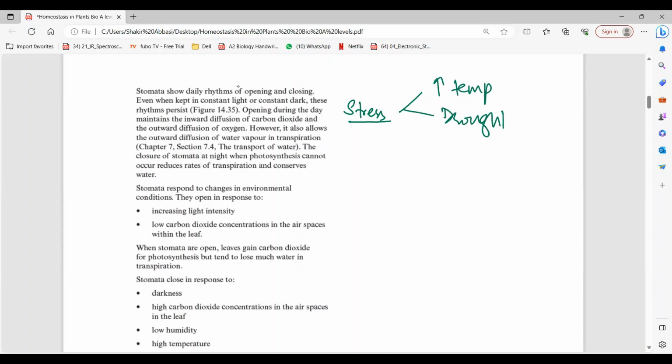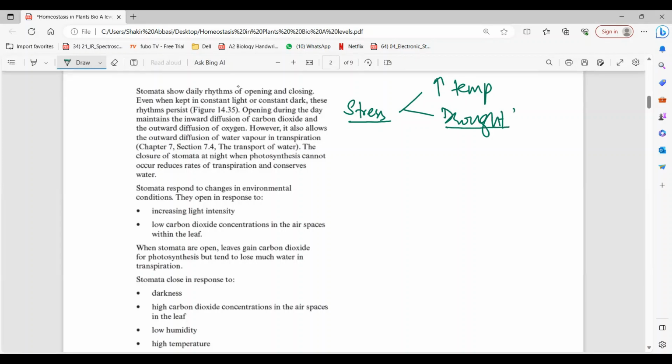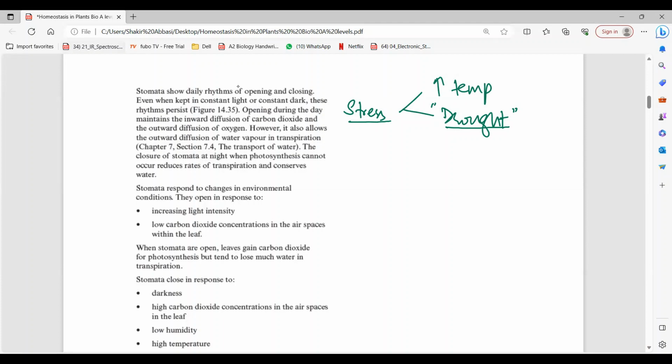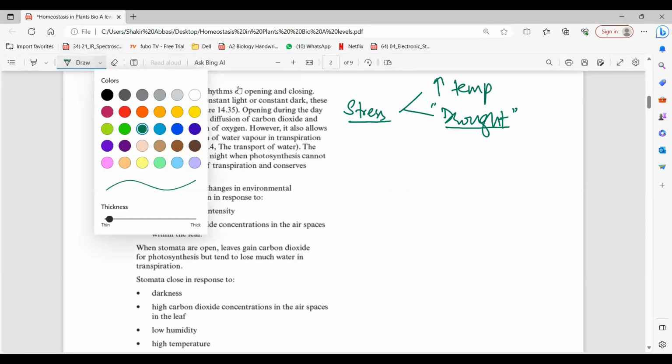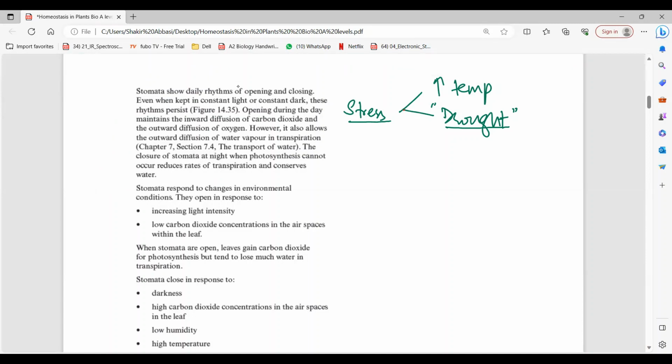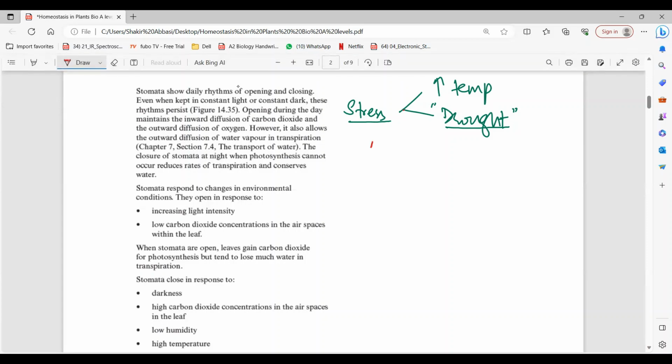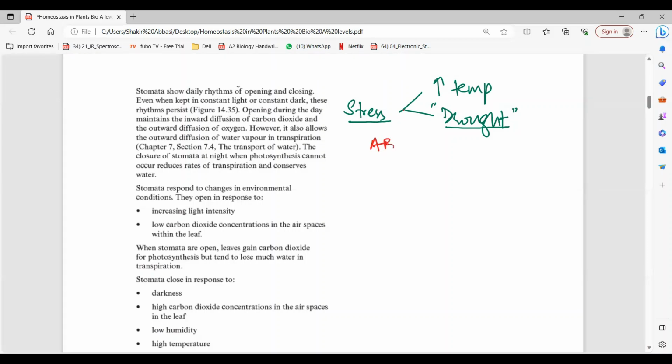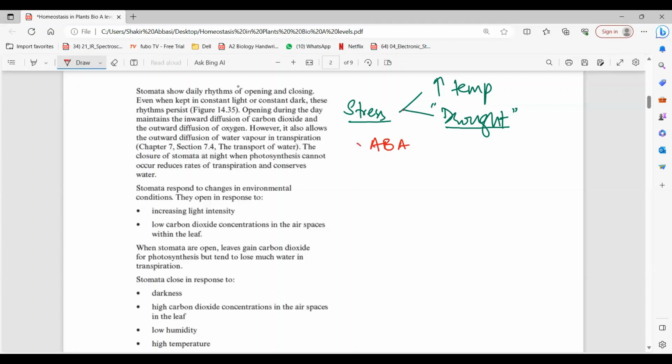So, for example, there is shortage of water. That is a stress for plants because plants depend on water too much, for the process of photosynthesis and the transpiration and everything. So when a plant is under stress, for example, drought, a hormone is released called ABA. The full form is abscisic acid.